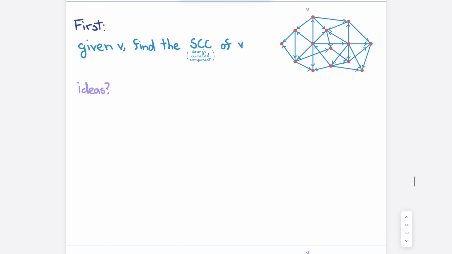So our goal ultimately is to take a graph and figure out all the strongly connected components of the graph, and we'll try to do it as fast as possible. But first we'll just start as a warm-up with one vertex. Okay? Suppose I have some vertex V, and I just want to find its strongly connected component. So everyone it can reach and can reach it simultaneously. Okay, any proposals for an algorithm to compute the strongly connected component of a given vertex V?